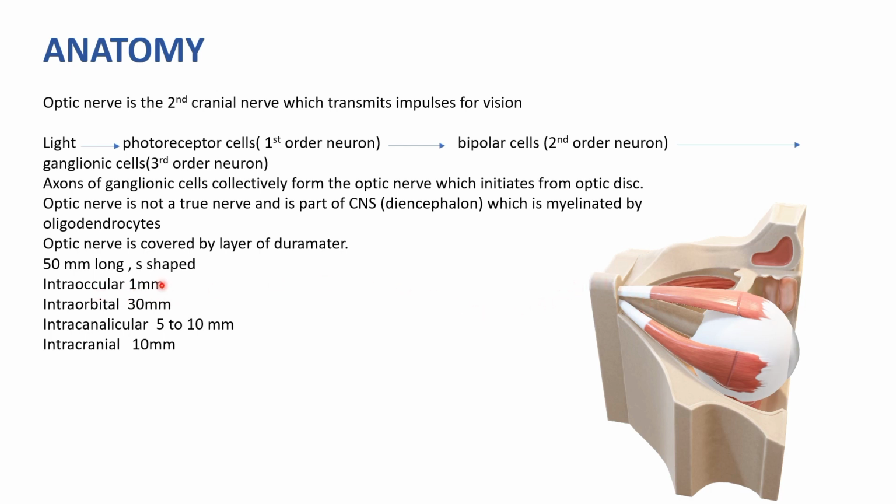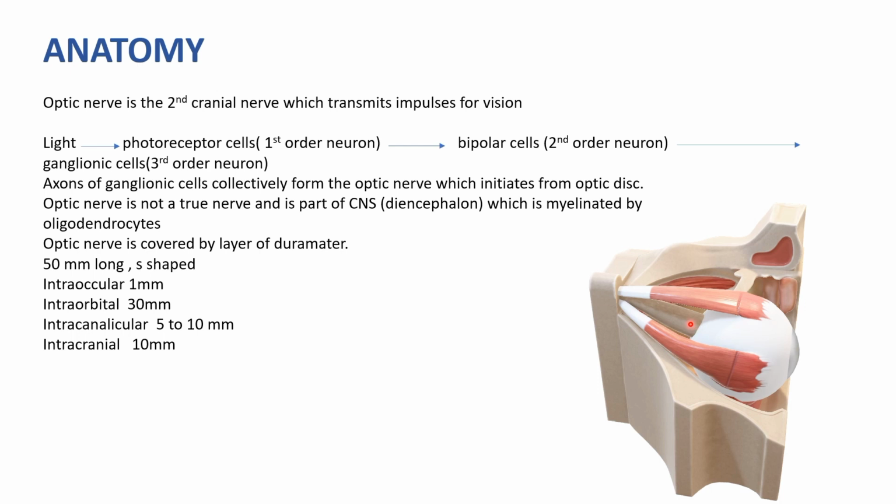The intraocular part is 1 millimeter. You can see this intraocular part here, from the optic disc till here, it is 1 mm. After that, the intraorbital part is 30 mm. So within the orbit of the eye, this is about 30 mm.